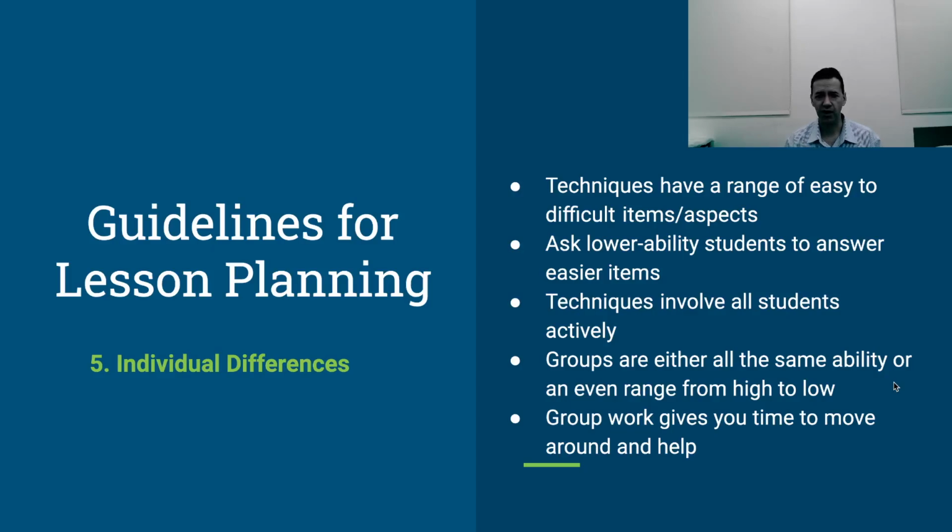Okay, you have to think about individual differences. So your technique should have a range of easy to difficult items. Start with the easy ones and move on to the more difficult. So at least at the very beginning, you start with something easy. The students who are not as proficient in English, at least they can have some success early. As it gets more difficult, then maybe they need help from their classmates. But it needs to get to a certain level so that the higher level students are still challenged.